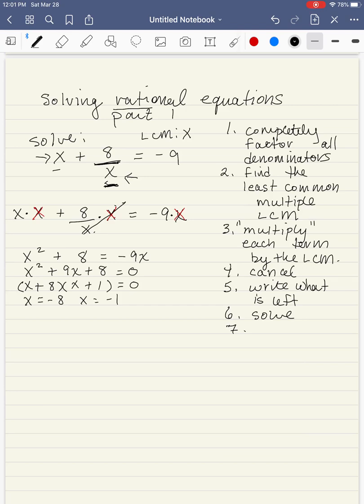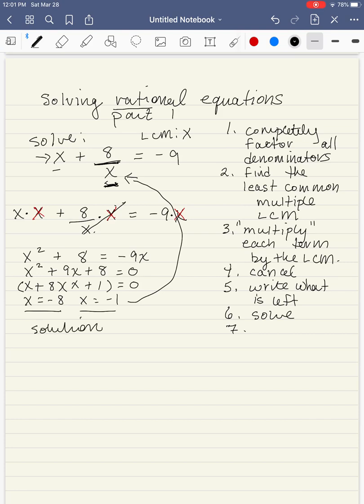Now, when you're dealing with a rational equation, we had this x in the denominator in the original equation. That means we have to be careful about what values of x we can use. We cannot use any solution that, if I plugged it back into the original equation, would give me division by 0. So I have to double check. If I put a -8 in, -8 is not 0. If I put a -1 in, -1 is not 0. So both of these answers check.